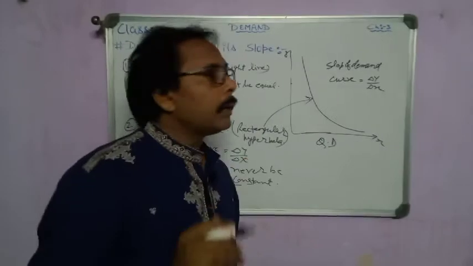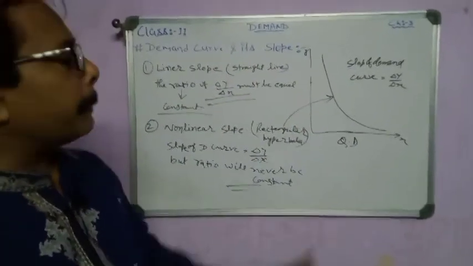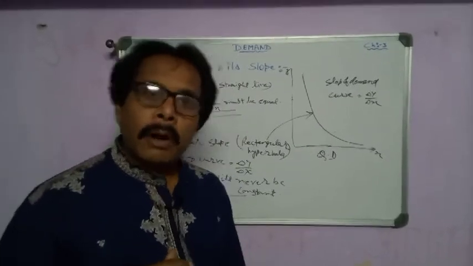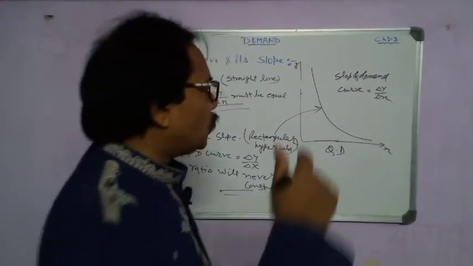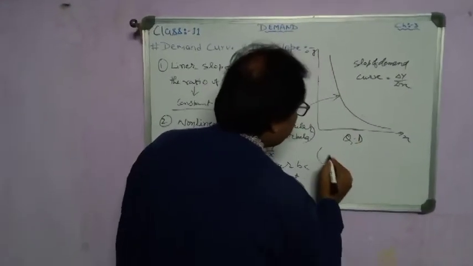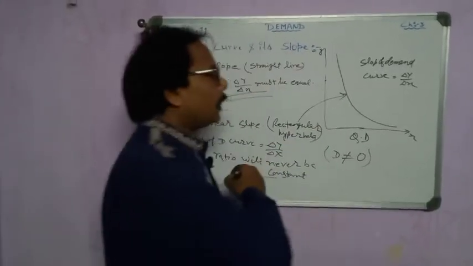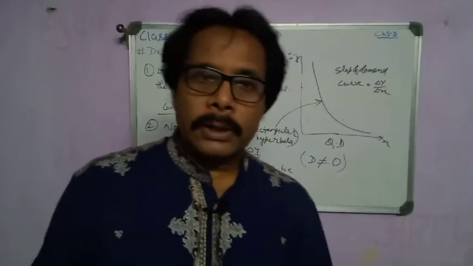Is it clear? Now, one thing always remember, demand curve never touches the x and y axis because demand can never be 0. Always remember, D will never be equal to 0. That's why the demand curve does not touch the axes.